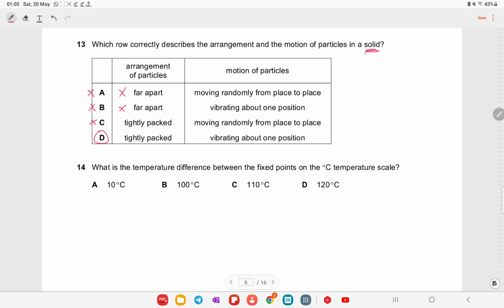What is the temperature difference between the fixed points on a Celsius temperature scale? So it's going to be B, because on the Celsius scale the first reading is 0 degrees Celsius and the last reading is 100 degrees Celsius. So if you do the difference, it's going to be this one.